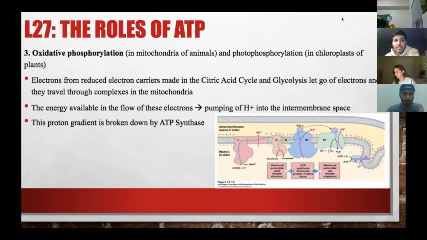But essentially, your electrons are going to be flowing from these carriers, right? And electrons obviously have a certain amount of energy, right? So as they're flowing, you have energy available, and that energy is going to be used to pump protons from the matrix to the intermembrane space. And then once you have a high concentration of protons in your intermembrane space, you can go from high to low. And ATP synthesis uses that proton gradient in order to generate ATP.